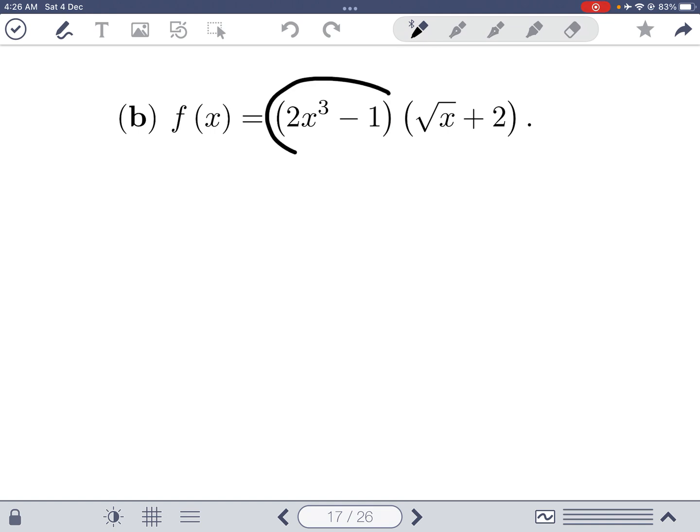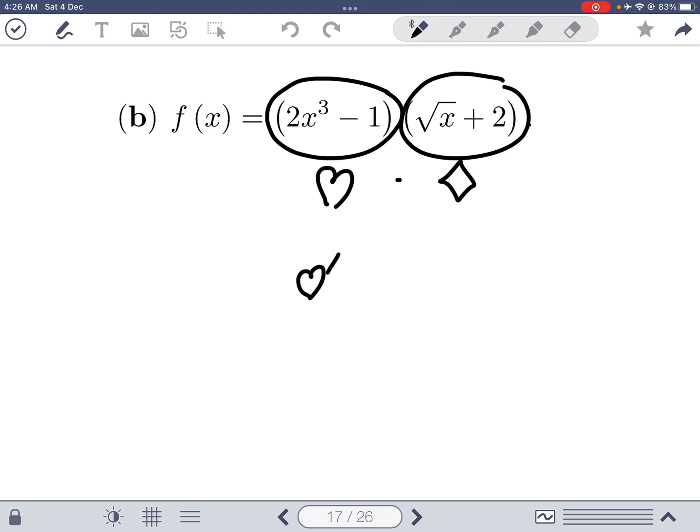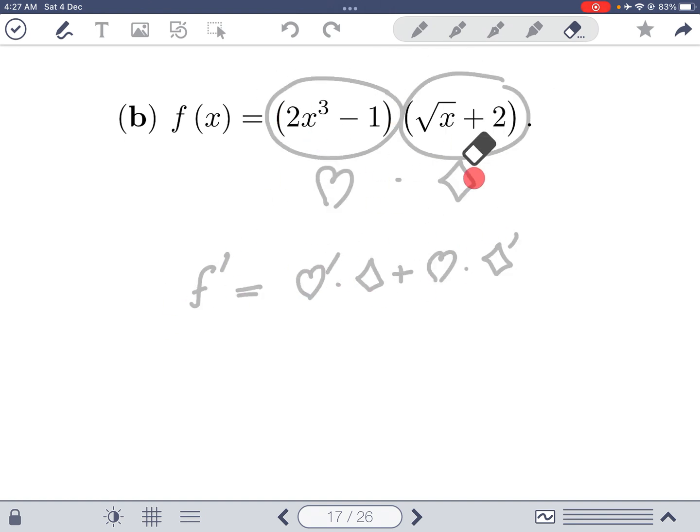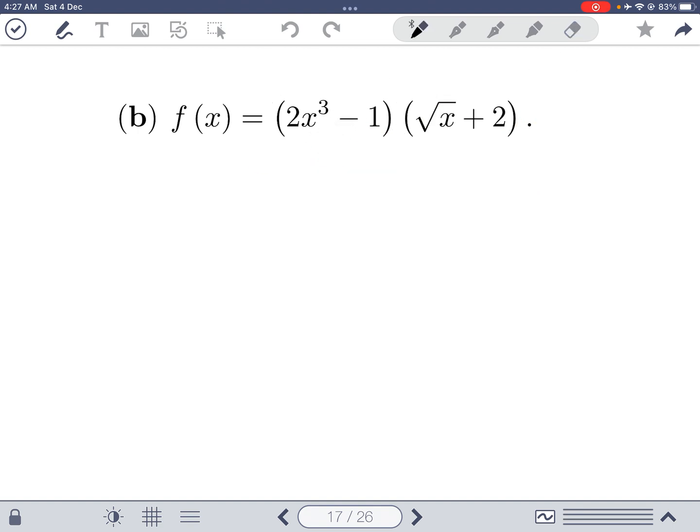Think of this as heart and this as diamond, and then apply the product rule. Heart prime times diamond plus heart times diamond prime. That would be the derivative by the product rule. But what I want to do is I want to first FOIL it, because this will make it much easier than applying a rule. I mean, the product rule is a rule that requires some concentration, but if you first FOIL, look what you'll get.